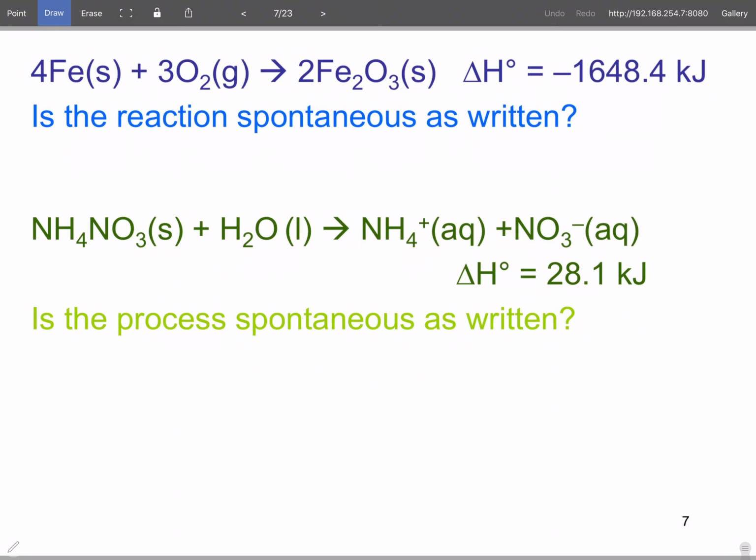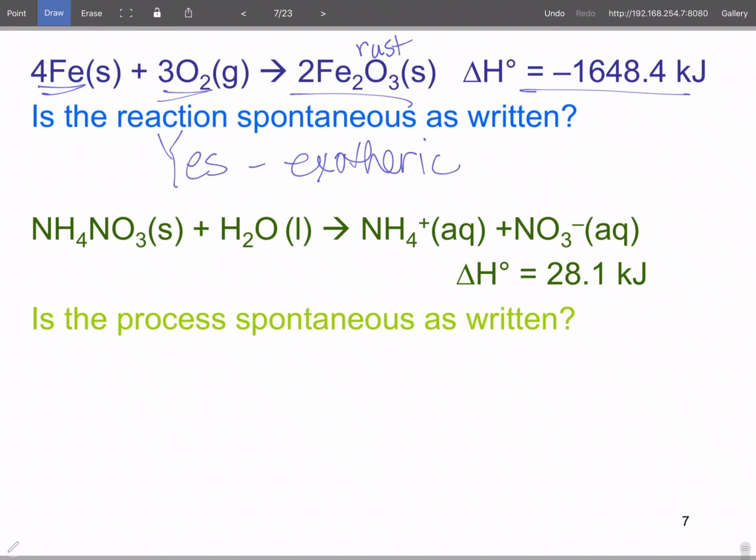So if we have iron here reacting with oxygen, we produce iron(III) oxide, which is more commonly known as rust. Okay? If you look at it, it has a delta H value that's negative, and it's actually a pretty big negative. So is it spontaneous as written? And the answer is yes, because according to thermodynamics, it is exothermic, which energy-wise is spontaneous.